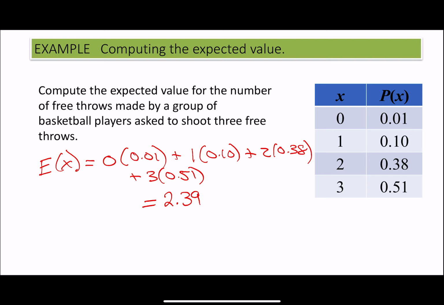So if the basketball players, I'm not sure who these people are because that's a pretty good free throw average, keep doing it over and over again, we're expecting them to make an average of 2.39 free throws out of 3. And I'm sure you can think about exactly what type of situation this math would be good for computing, why we would like to know how many we would expect them to make. I'm sure you can figure that out. All right, so let's move on.